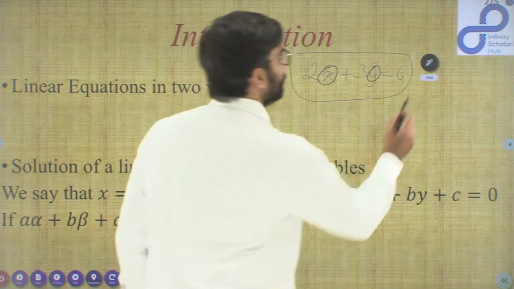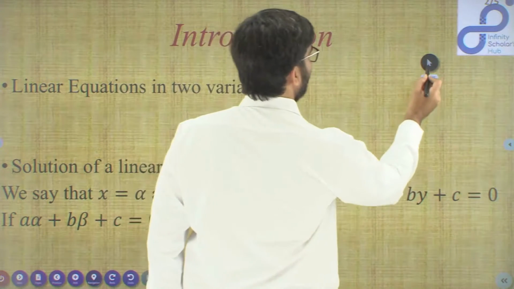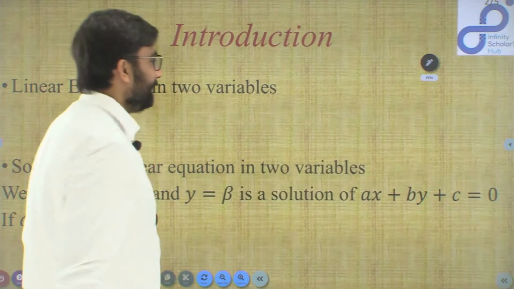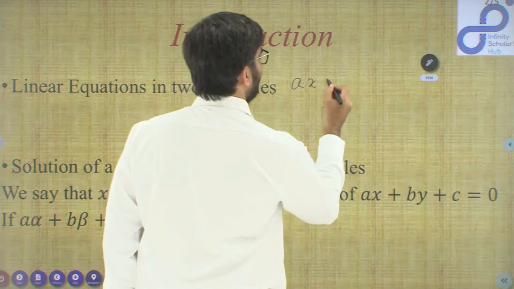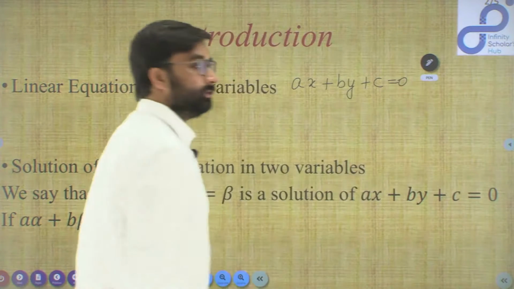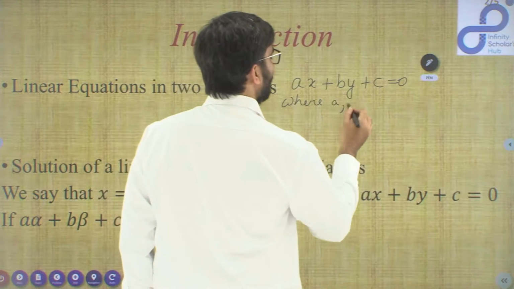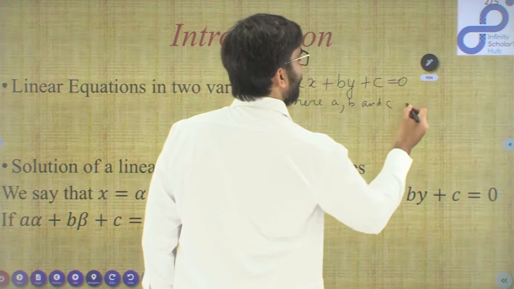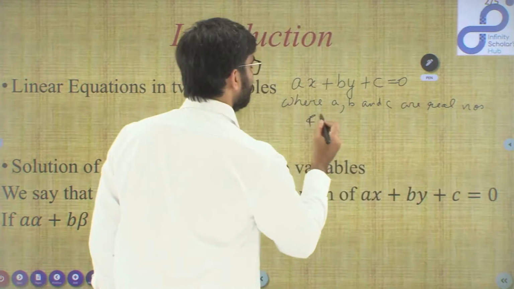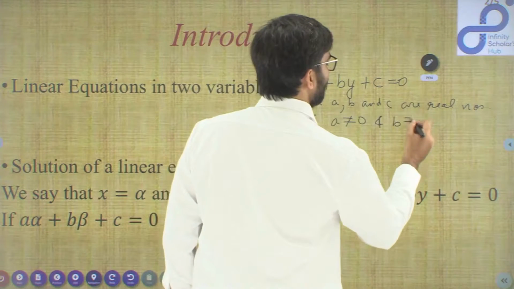Okay, so now let's see the general form of linear equation in two variables. A general form of linear equation in two variables is ax plus by plus c equals 0, where a, b and c are real numbers, and a should not be equal to 0 and b also should not be equal to 0.